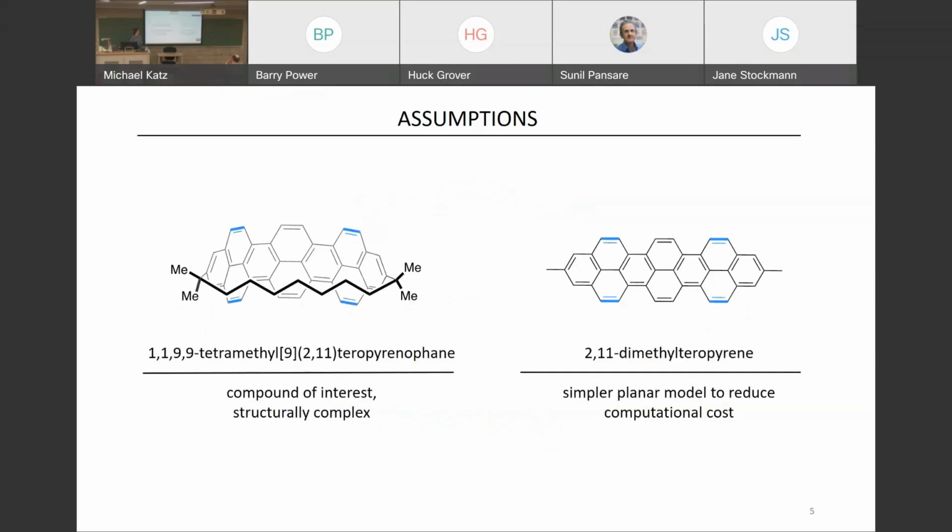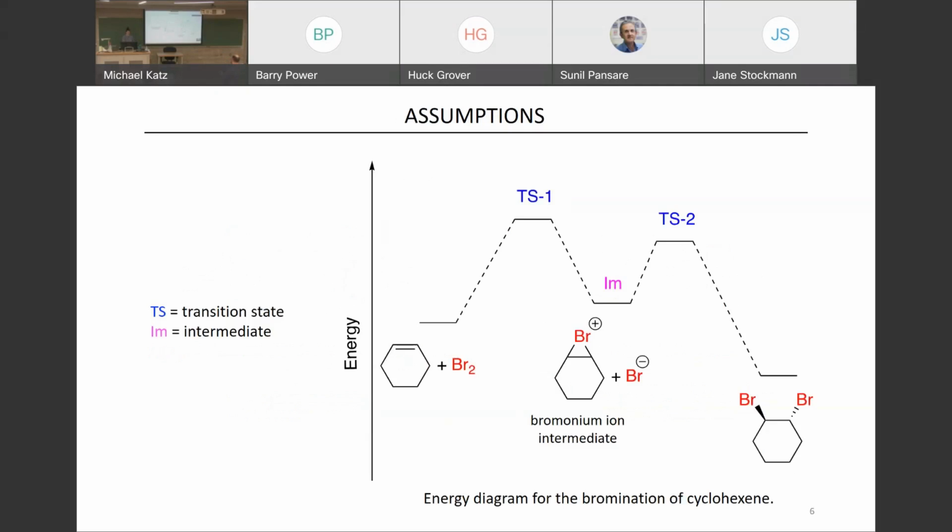So first things first, we had to simplify this structure from the huge teropyrenophane to the 2,11-dimethyl teropyrene. And this was done for the purposes of reducing computational cost, as this structure is very computationally complex to process. They still have the same K regions, so the system should have the same reactivity. Another assumption we had to make is to come up with a guess for the transition state, which is arguably one of the most difficult parts of this whole DFT investigation process. And in order to do that, we had to guess the mechanism for our structure.